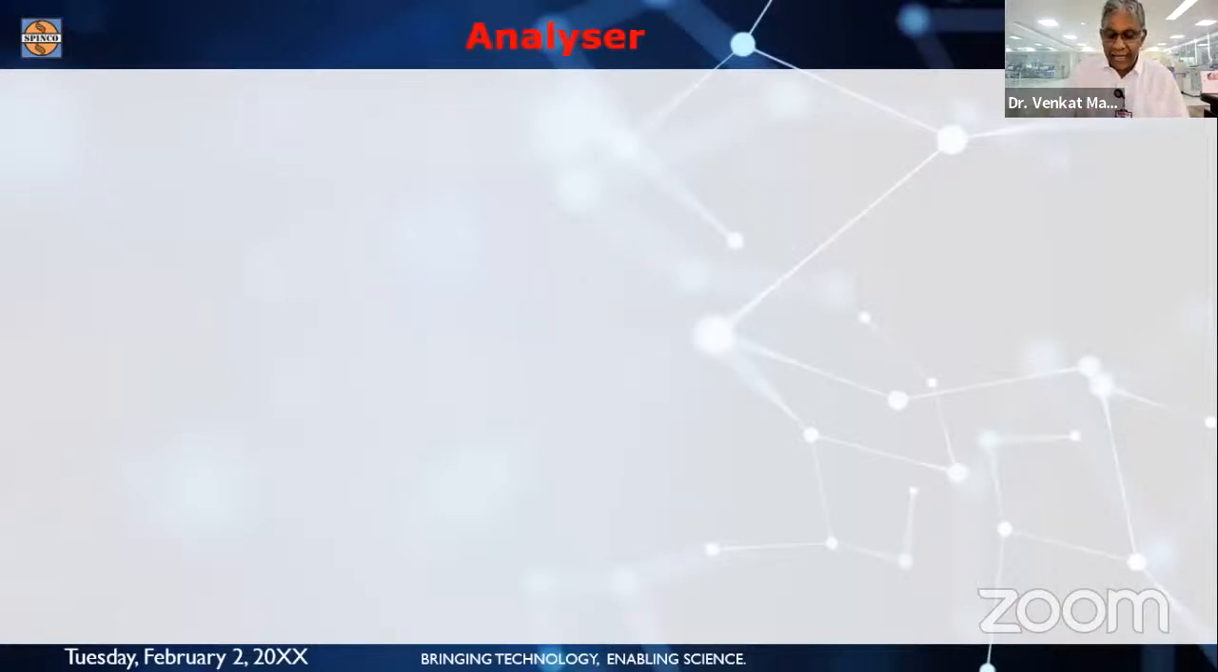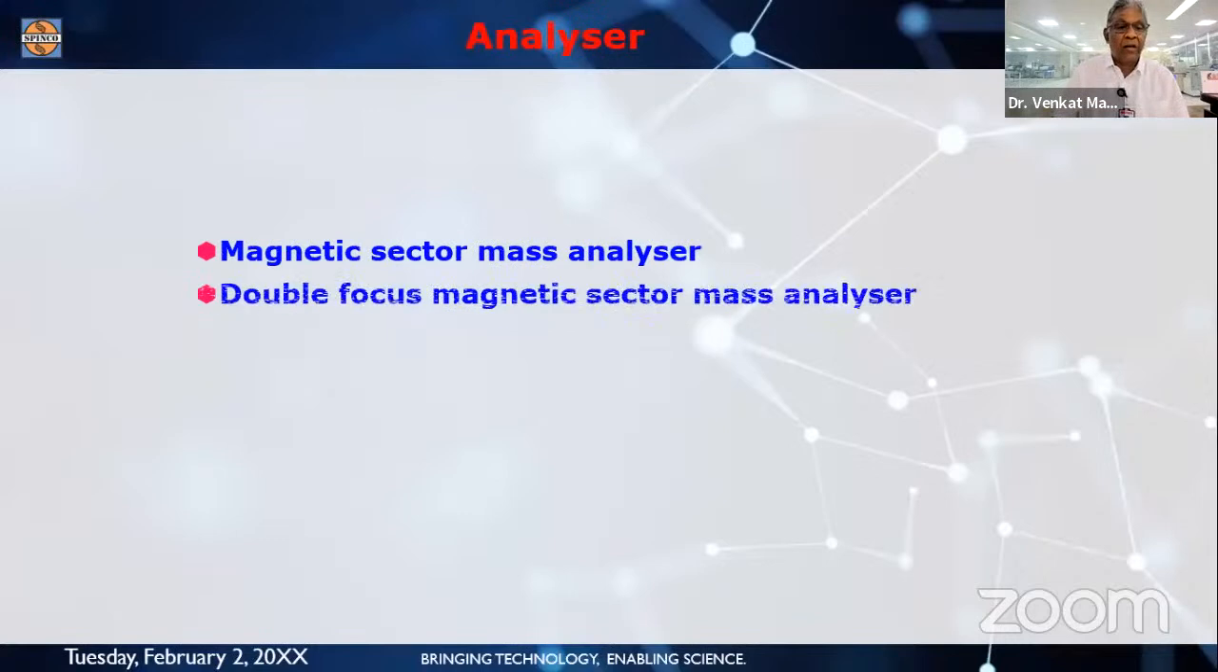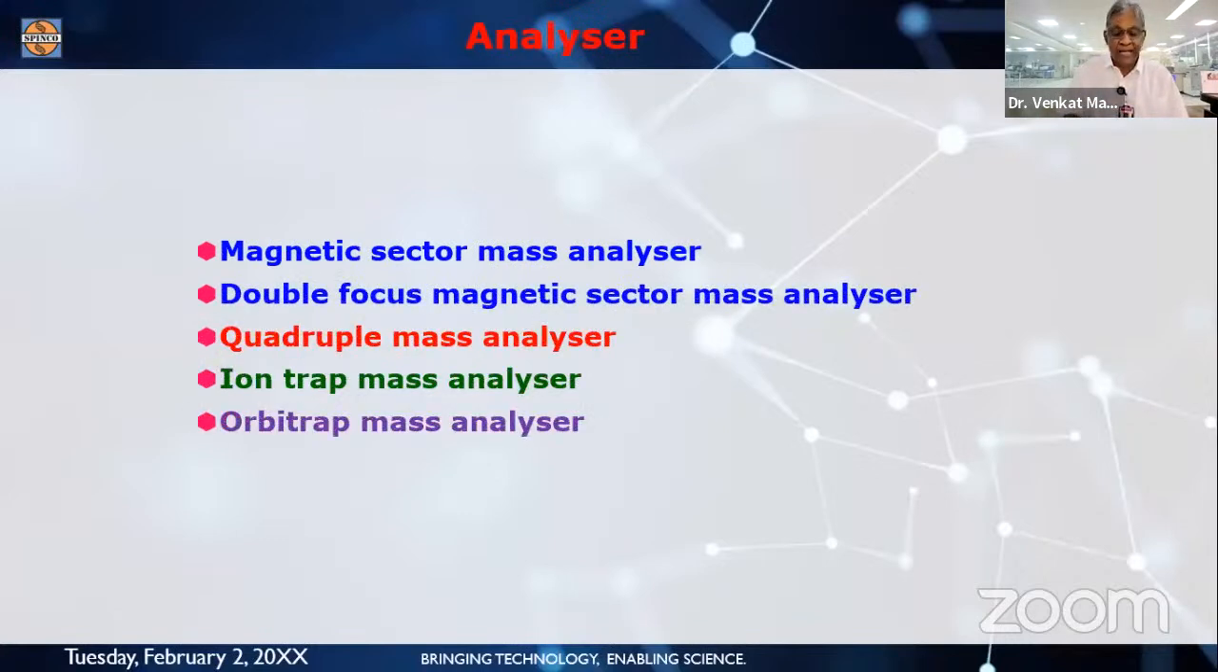There are several analyzers available. I will talk about only one analyzer, depending upon the time availability. One is what is called the quadrupole mass analyzer. It is what many of you use in triple quadrupole mass spectrometry. You can also use an ion trap analyzer, or an Orbitrap mass analyzer, depending upon your applications. But to start with, I will talk about the quadrupole mass analyzer.